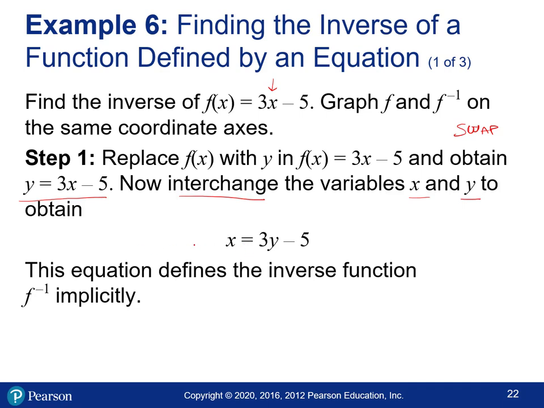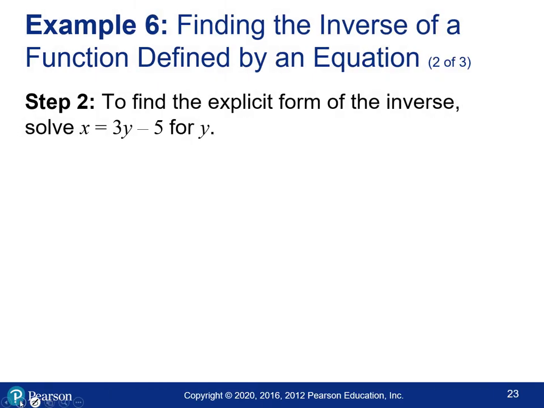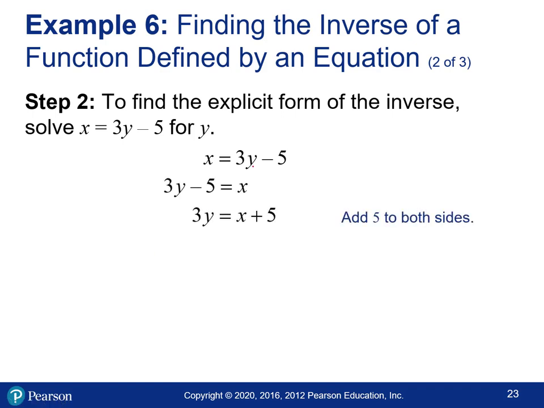This is implicit form. So we want to define it explicitly. We want to solve for y. So we're going to go ahead and solve this same equation for y. Just a couple of steps on this one. We're going to add 5 to both sides. You don't necessarily have to rearrange, but if you want to, you can, and you add 5 to both sides. And then notice the last step is to divide by 3.